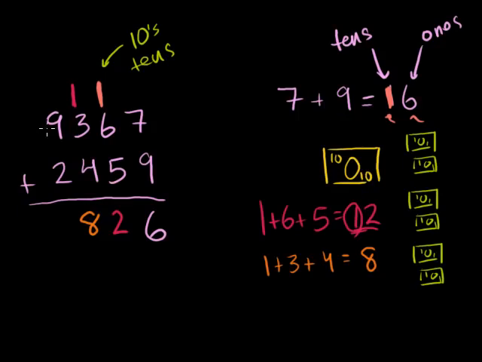And then finally, I have 9 plus 2. That's equal to 11. So I write the 1 down there.